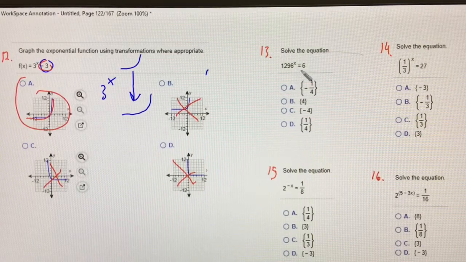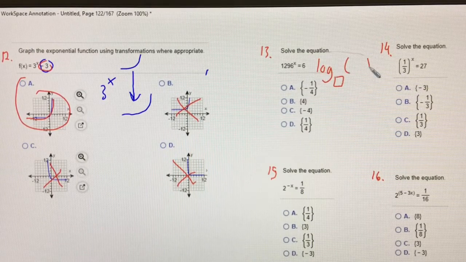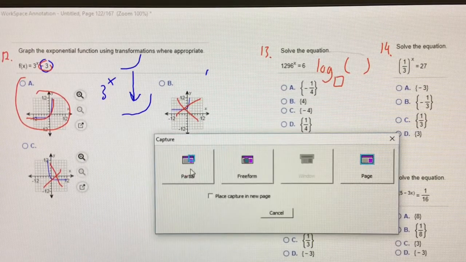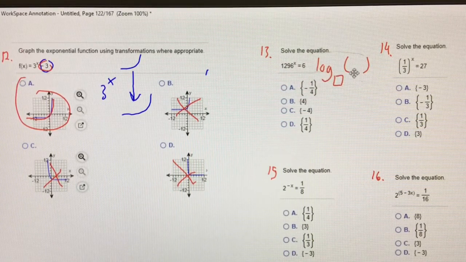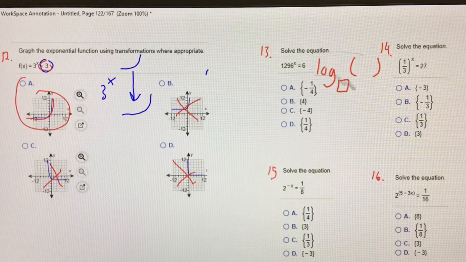Number 13, this is a simple calculator key in, but first, you've got to rewrite it into the log-base box format. Once you write it into the log-base box format, it's a simple calculator key in. Let's take a look at it. If I take this log-base box problem, and notice that the base is 1296, that's going to go down here in the base, so that's going to be 1296 down there, and then the 6 slides over. That's all I have to enter into the calculator.